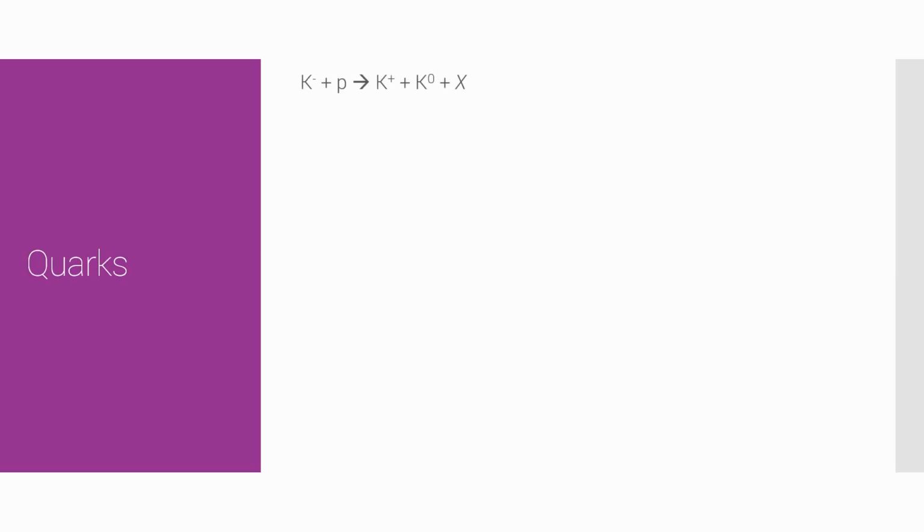So, we've got this interaction. We've got a negative kaon interacting with a proton. That goes into a positive kaon, a neutral kaon, and X. We don't know what X is. However, we're also told that strangeness is conserved in this interaction. So we need to find out what X is. The way we do this is we essentially deduce the quark structure of it, okay?